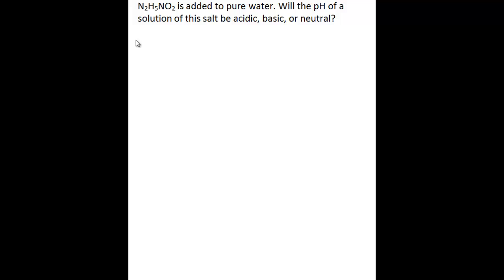In this video, I'll show you how to determine the pH of a salt solution for a salt that yields either an acidic or a basic solution, and where you have to do a little bit of calculating to figure out which one it'll be. For this problem, you're told that N2H5NO2 is added to pure water, and then you're asked if the pH of a solution of this salt will be acidic, basic, or neutral.